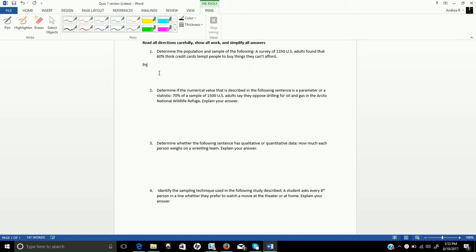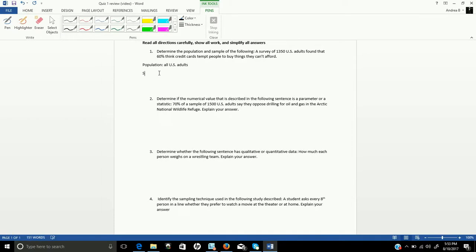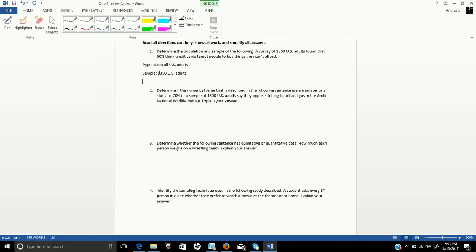So here, if we're looking at the population for this, you're thinking about what it is they're talking about as a whole, how they're collecting the sample. So here they're collecting it from all the US adults. So that would be your population. And then for the sample here, what you would have are those 1,350 US adults, the ones that were surveyed.